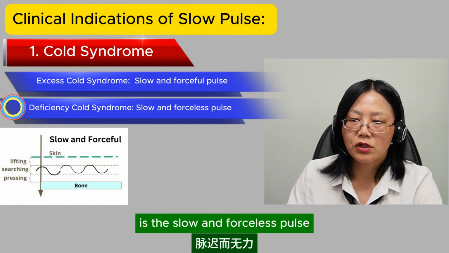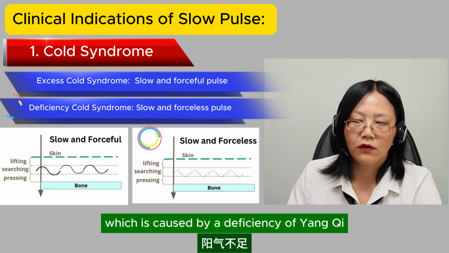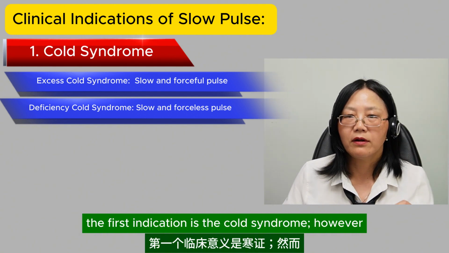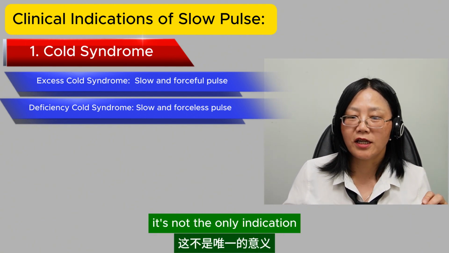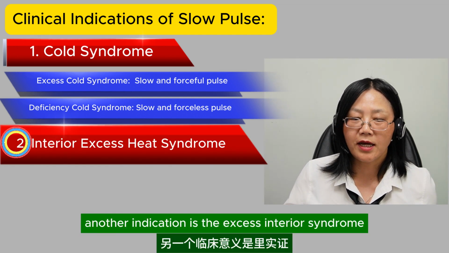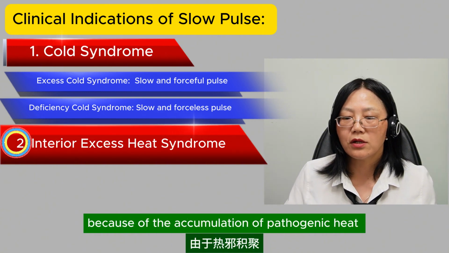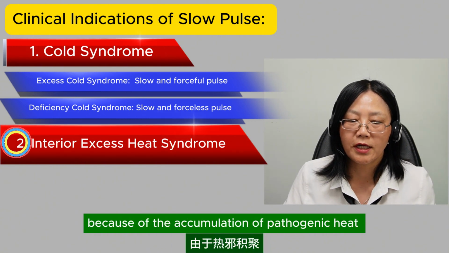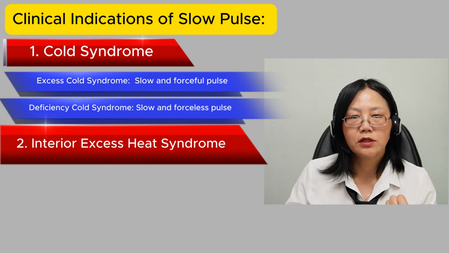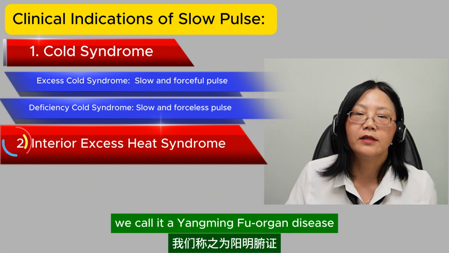There's another type, the slow and forceless pulse, which is caused by deficiency of yang qi and suggests the deficiency cold syndrome. However, it's not the only indication. They can indicate something very different. Another indication is the excess interior syndrome because of the accumulation of pathogenic heat. The interior excess heat syndrome happens specifically in a disease we call Yang Fu organ disease.